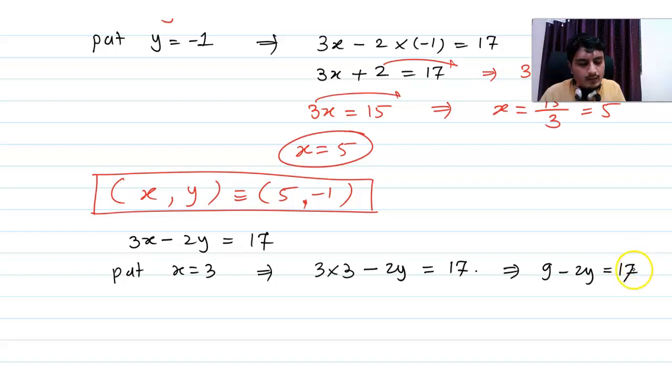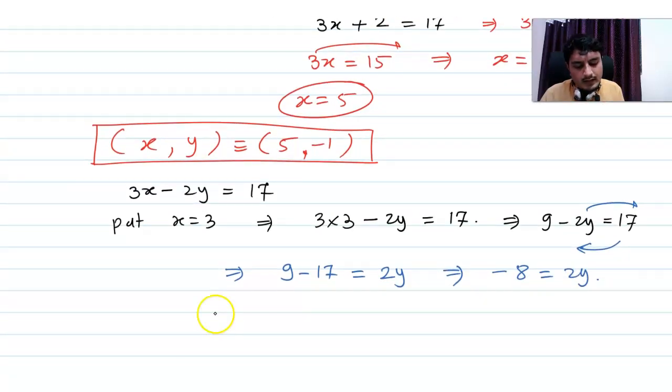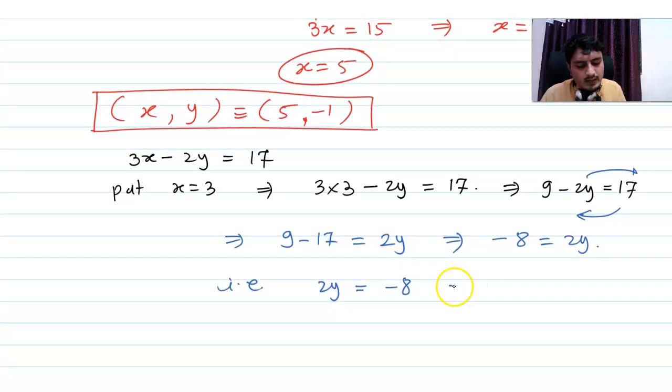To evaluate the value of variable y, what shall we do? Shift minus 2y from LHS to RHS and simultaneously 17 from RHS to LHS. So we are getting 9 minus 17 equals positive 2y. Plus 17 becomes minus 17, minus 2y becomes plus 2y. So 9 minus 17 is minus 8, equals 2y. We are interchanging the LHS and RHS, so no need to change the sign. Now shift the 2. y equals minus 8 by 2, which is minus 4.